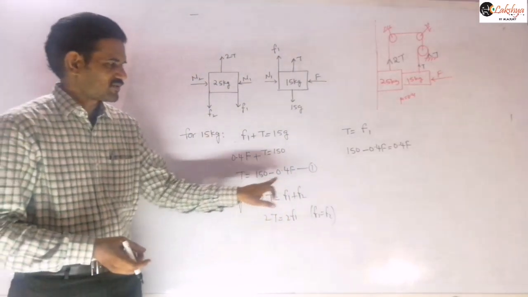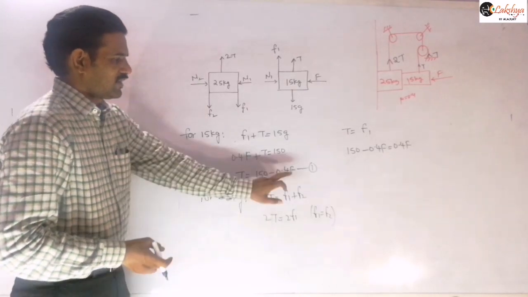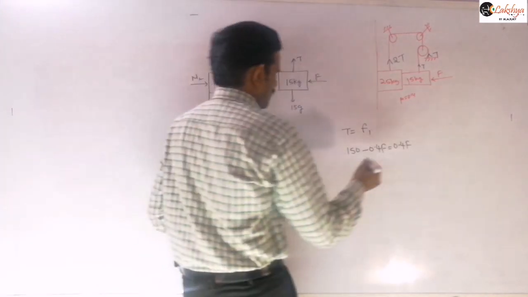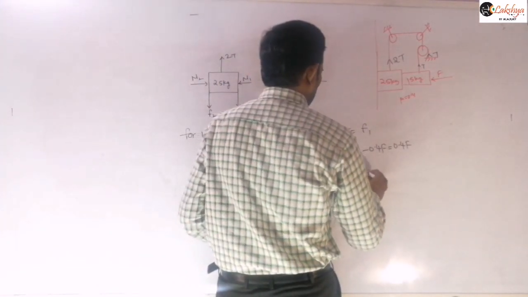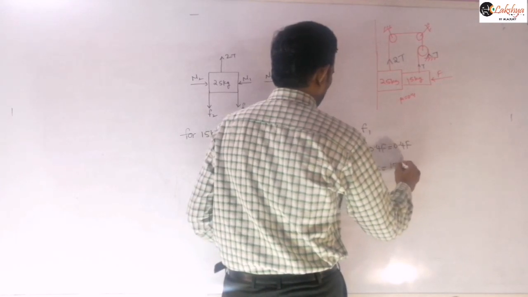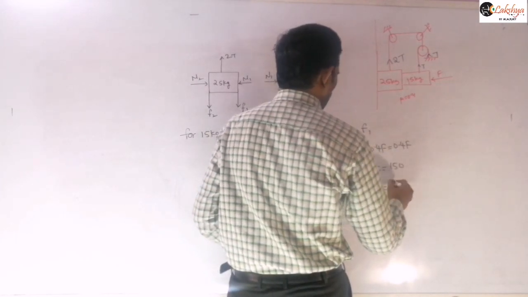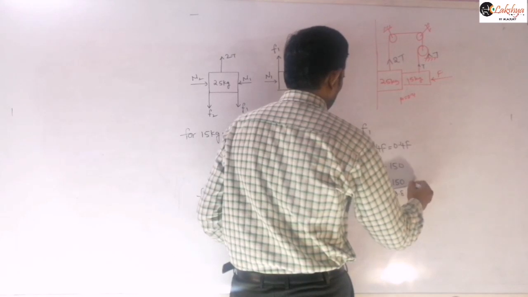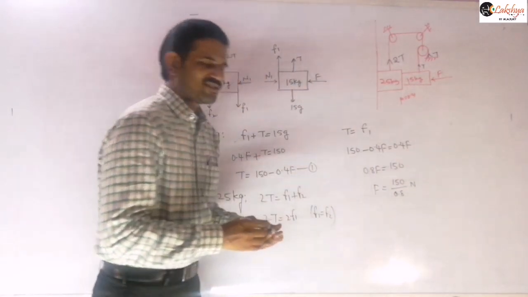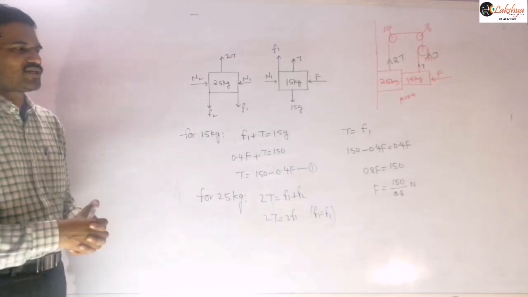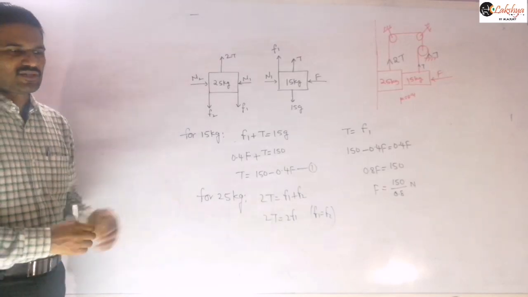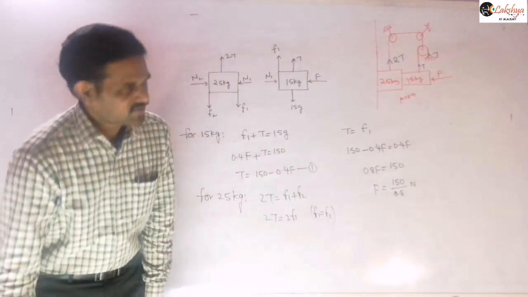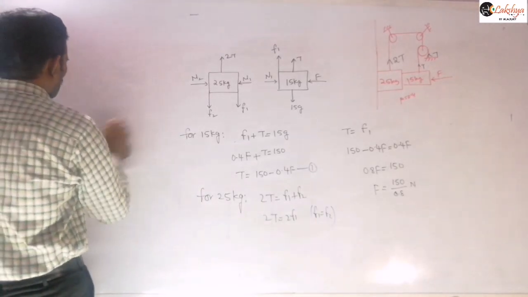Substituting the T value from here, 150 minus 0.4 F is equal to F1, which is 0.4 F. So this is nothing but 0.8 F is equal to 150. Therefore F is equal to 150 by 0.8 newtons. That will be the minimum horizontal force required to keep the system in equilibrium. That means, based on friction on the vertical surfaces, you need to solve like that.